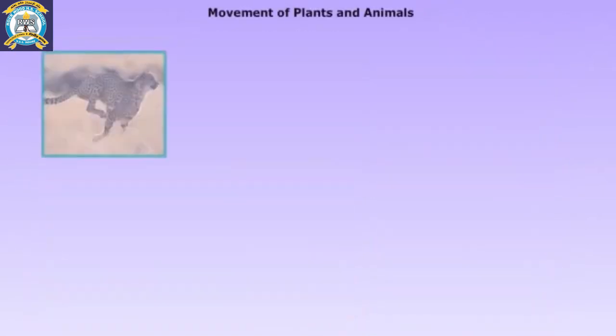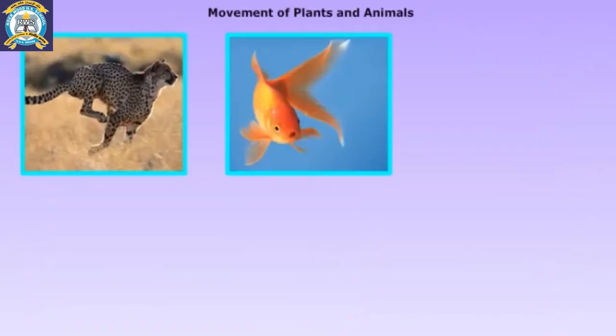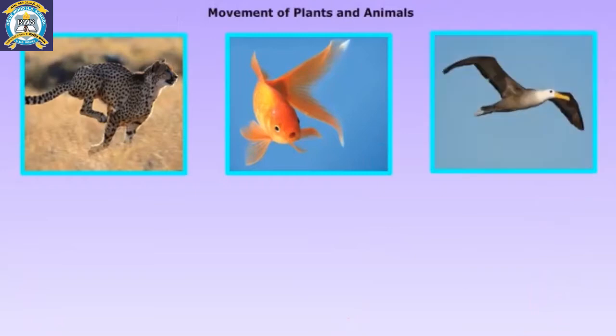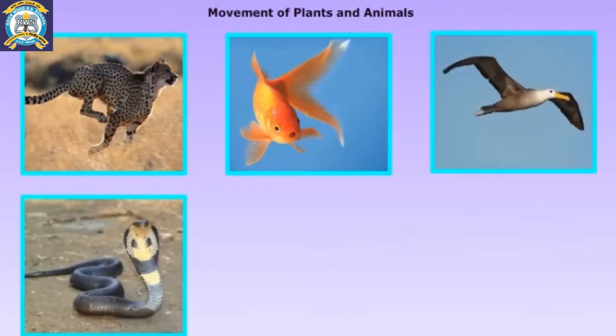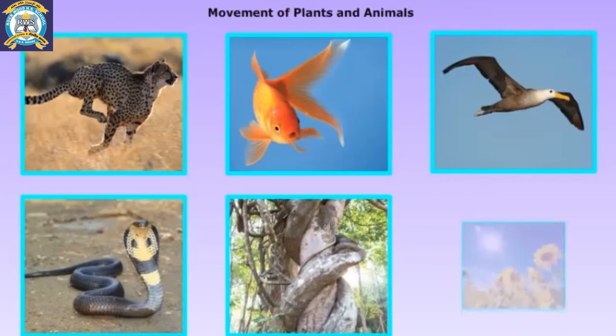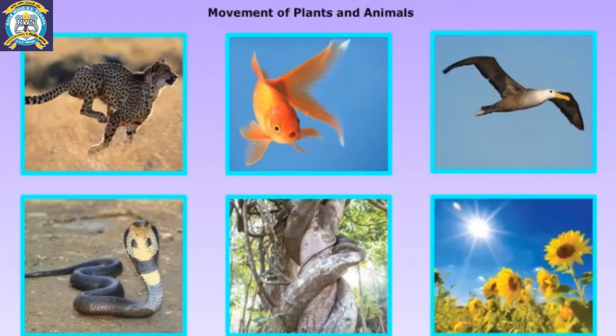Animals move from place to place in search of food, water, shelter, and to protect themselves from their enemies, but plants do not move from place to place. But certain parts of a plant may show movements in search of sunlight and air. For example, the lianas in rainforests climb up supporting trees in search of sunlight. The sunflower turns towards the sun.